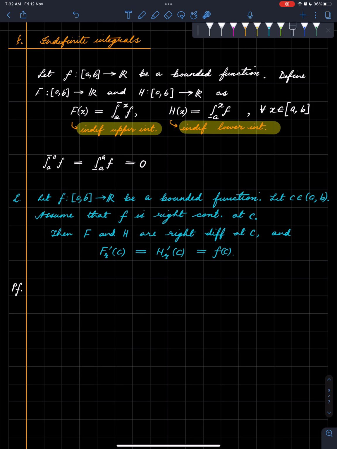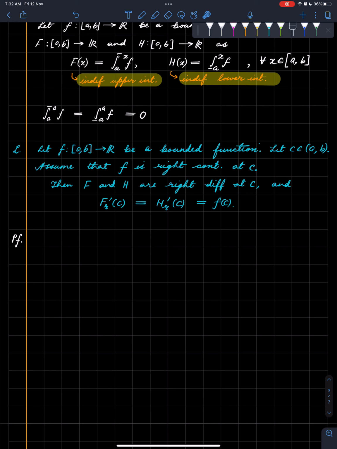Okay, so here is the first thing that we want to prove. So we have again a bounded function and we have an interior point, and assume that f is right continuous at c. So with that hypothesis we want to show that the indefinite upper and lower integrals are right differentiable at c, not just continuous but right differentiable at the point c, and in fact their right derivatives are given by this formula. So the right derivative of capital F at c is small f of c.